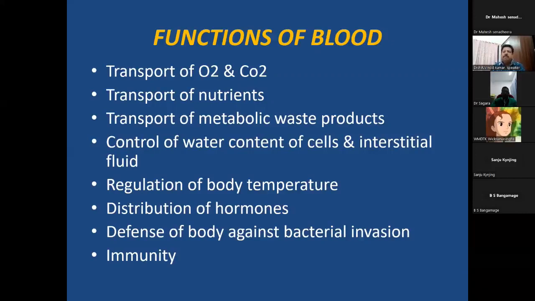Then distribution of hormones. Of course, we know hormones come from glands. We have endocrine glands and exocrine glands. The main difference is that exocrine glands have a duct and endocrine glands have no duct at all. We know some endocrine glands very well: our pituitary gland, pineal gland, thyroid, parathyroid, pancreas, the endocrine pancreas. All these organs have no duct, and the hormones produced from these glands are directly taken up by the blood and distributed to the target organs.